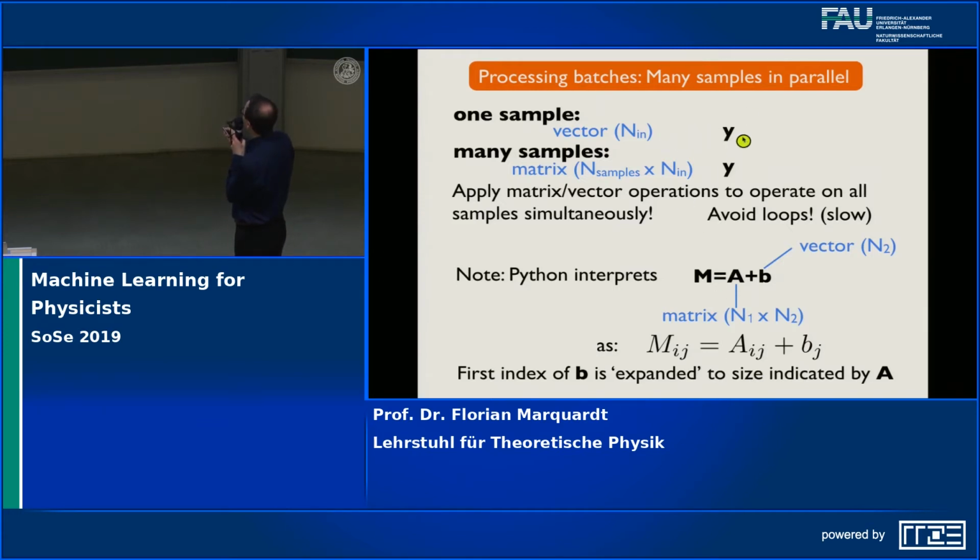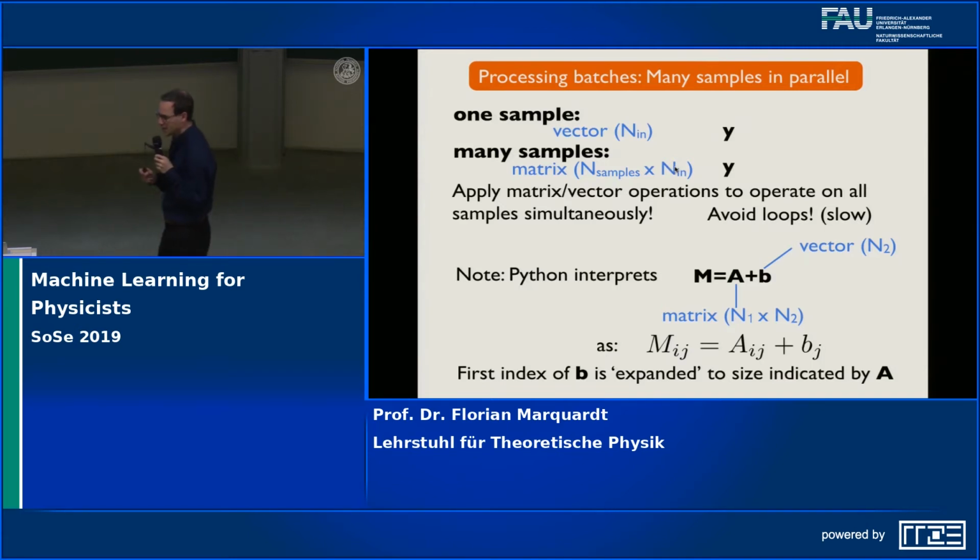Usually we would have one sample that would be a vector of size n_in, if n_in is the number of input neurons of my network. That is what we already discussed. But now if I have many samples that I want to process in parallel, let's say n samples, this might be a number like 100, then I will turn what had been a vector y into an array or a matrix with two dimensions. The first dimension will be the number of samples, the second dimension will be the number of input neurons.